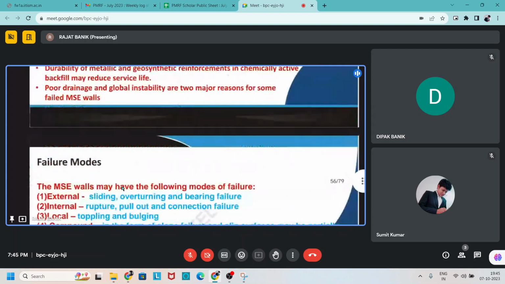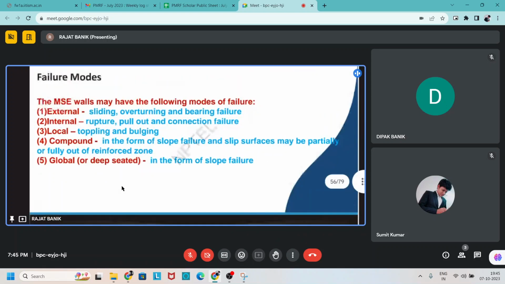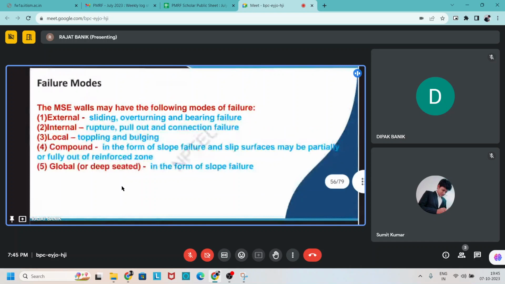Now we discuss the different ways a mechanically stabilized earthen wall can fail. In external failure, it may fail by sliding, by overturning, sometimes by bearing also. In internal failure, it fails by rupture, pullout, and connection failure also. In local failure, it fails by toppling or bulging.